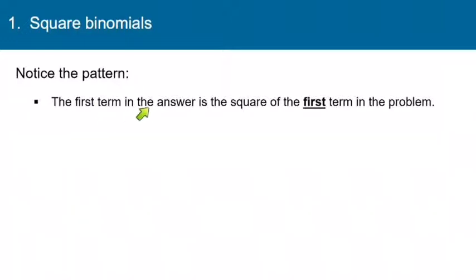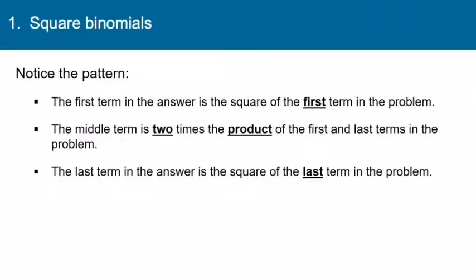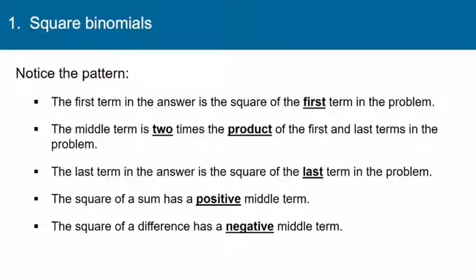So the first term in the answer is the square of the first term in the problem. The middle term is 2 times the product of the first term and the last term in the problem. And the last term in the answer is the square of the last term in the problem. Notice that the square of a sum will always have a positive middle term, and the square of a difference will always have a negative middle term.